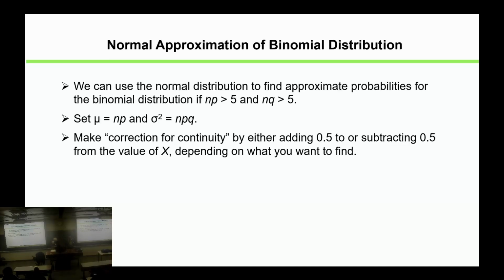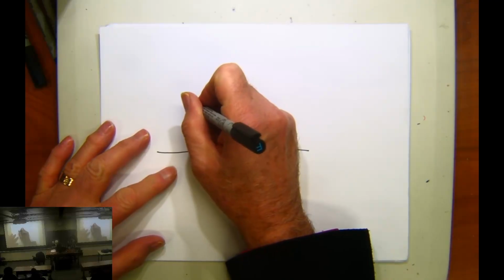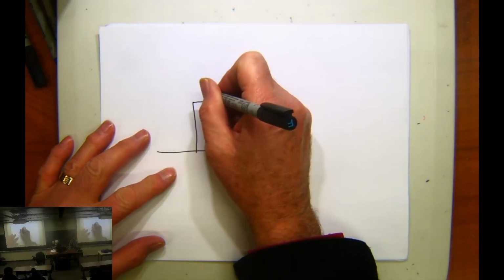Now, there is a little bit of a trick here. We're going to look at something called the correction for continuity. And this is kind of a little fiddly bit, but it's kind of a neat little fiddly bit. So let's flip to the paper for a moment. Okay, so let's just consider, you've got a binomial distribution, and I'm just going to put some of those bars in there.